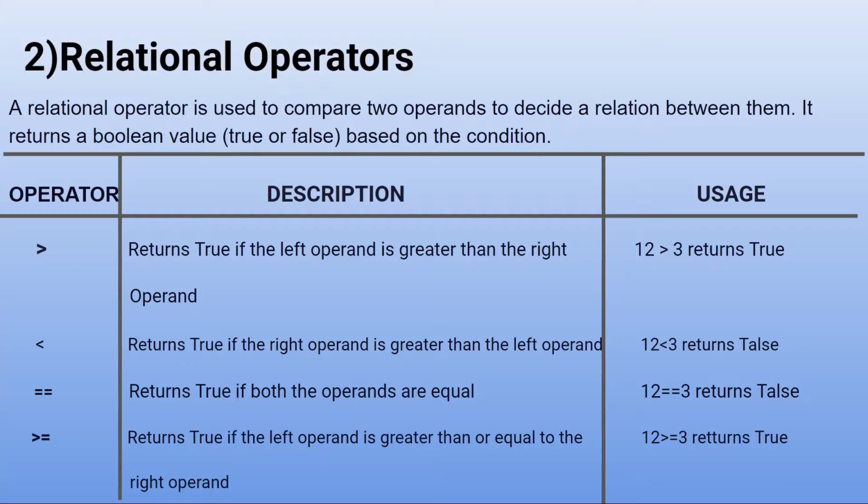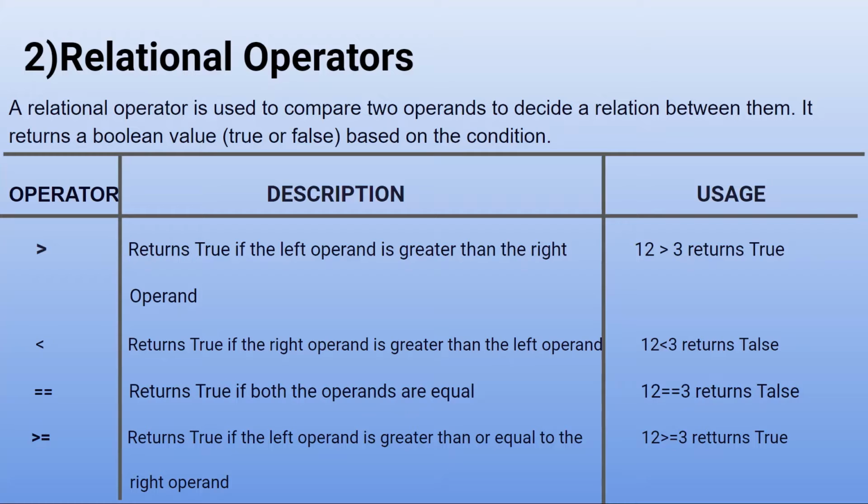Initially I have made 3 columns: the first is the operator, the second is the description, and the third, which we use as an example, is the usage. First we have the lesser than sign. This returns true if the left operand is greater than the right operand. Here we consider A as 12 and B as 3. As we know that 12 is greater than 3, the result is true.